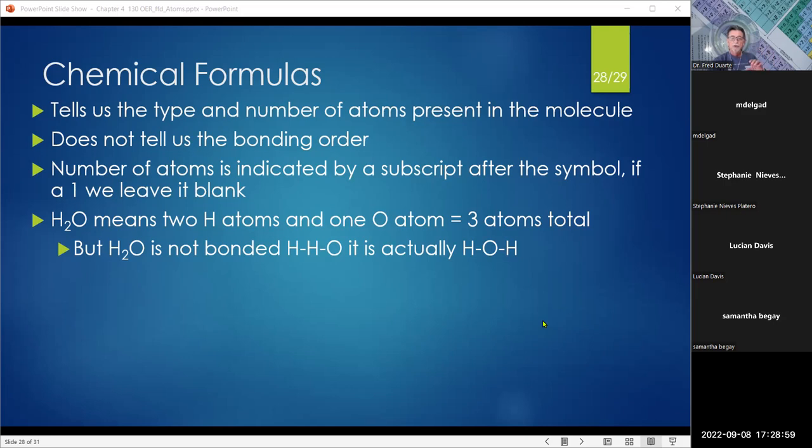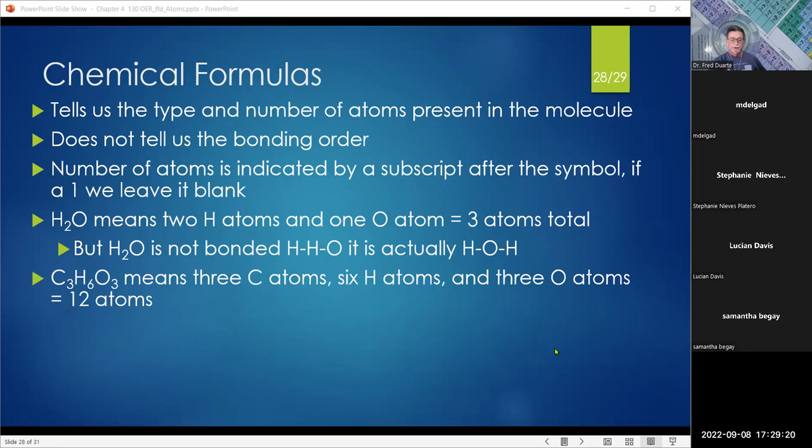We're always going to tell you who is the central atom, and then everybody else around it is bonded to the central atom. In general, the very first atom is normally the central atom, with the exception of H2O. By convention, it's written as H2O.